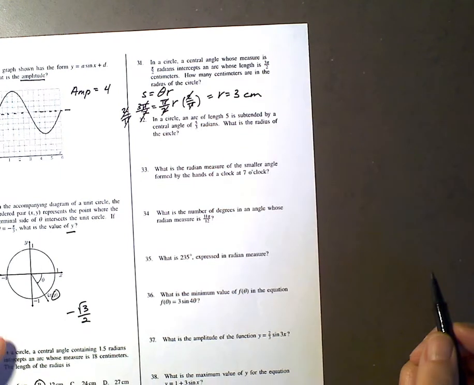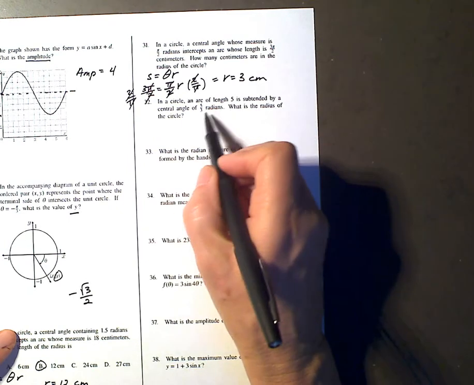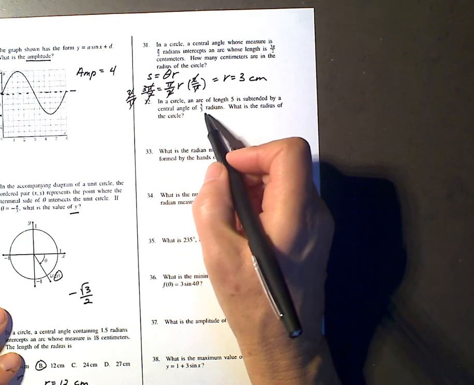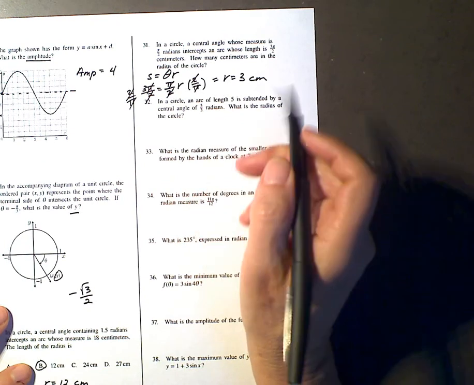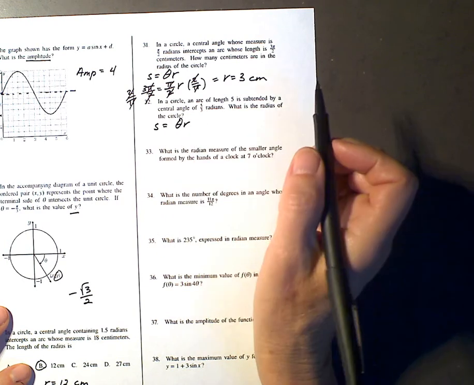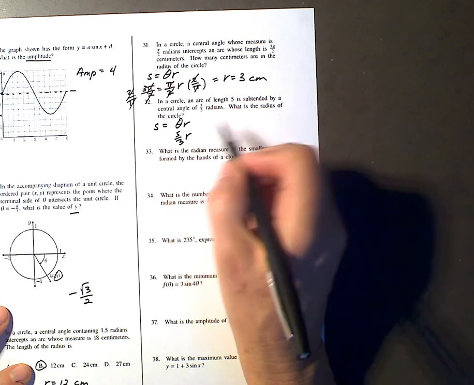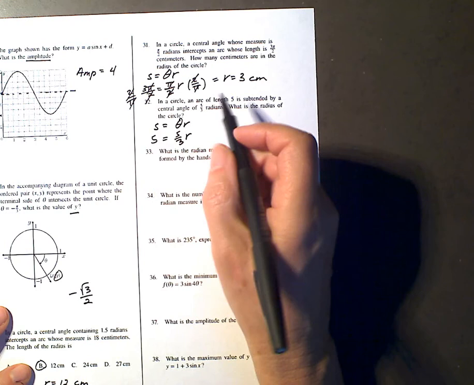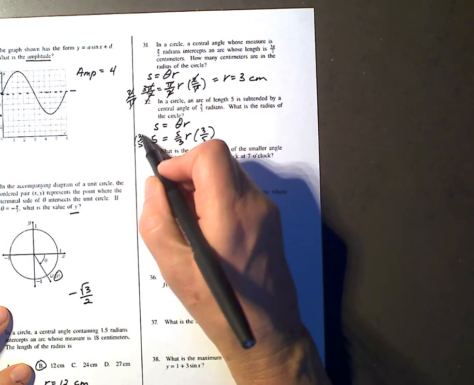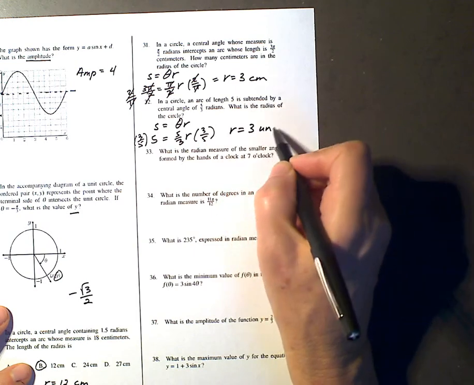In number 32, I have an arc that's 5, and it has a central angle. It's subtended, which means it's related to the central angle of 5/3 radians. What's the radius of the circle? So again, the radius of the circle is what we're solving for. This is 5/3, and this is an arc length of 5. So multiplying both sides by 3 over 5 to solve for r, the 5's cancel, and I get r is 3, and that would be in some units.